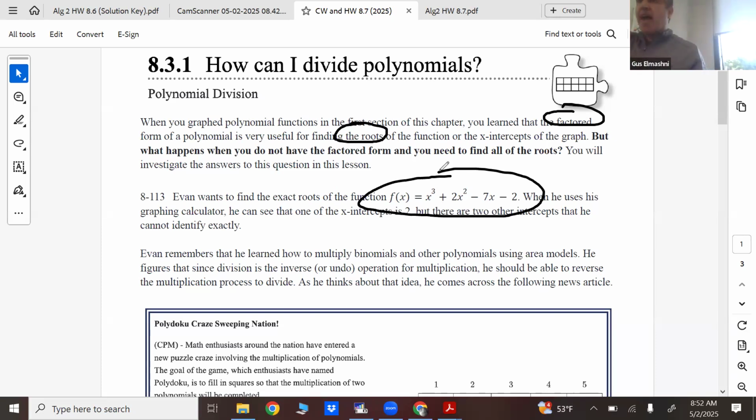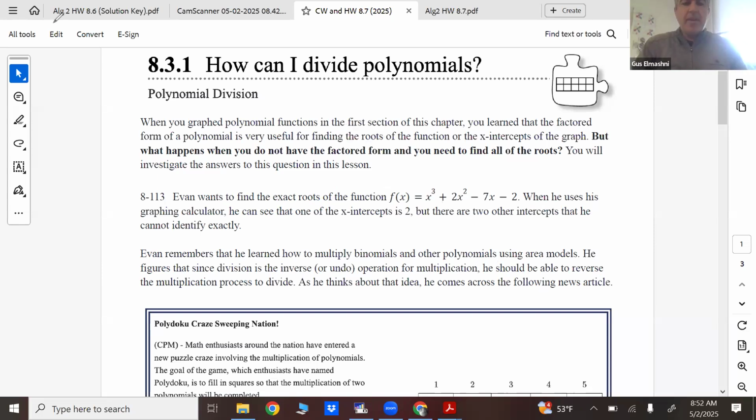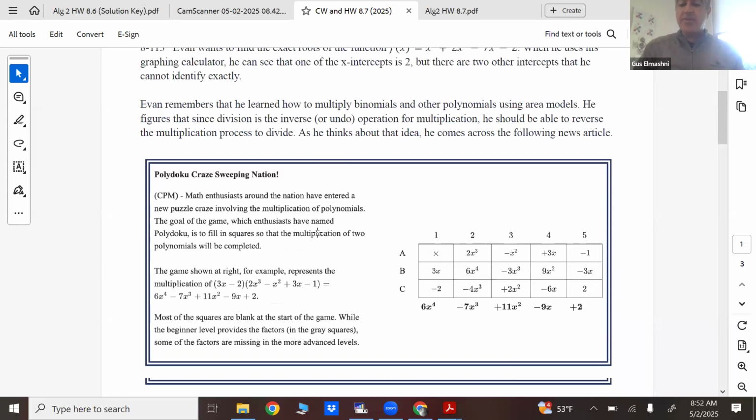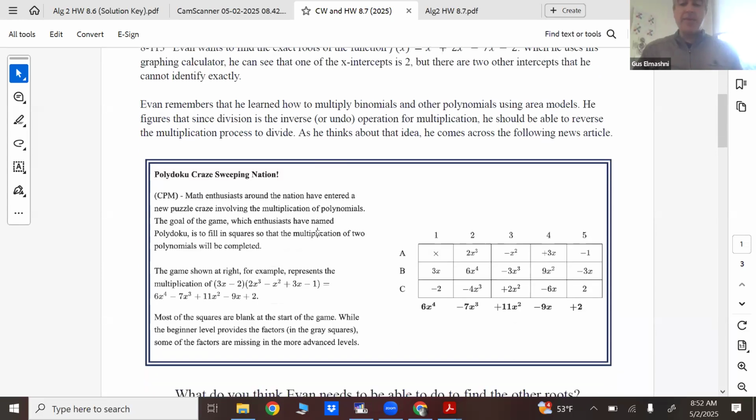This will still cross the x-axis, or it should. But how do you figure that out, right? You could use Desmos or a graphing calculator, and you'll see that it crosses at this number. So what we're going to talk about today is how to actually divide polynomials so that you can find these other x-intercepts that may not be obvious from factoring.